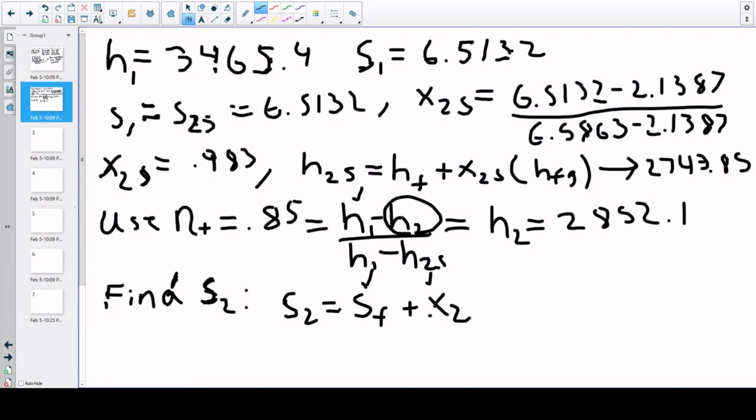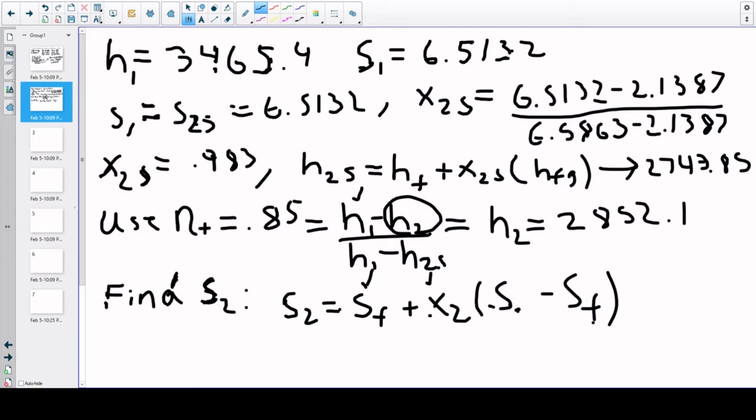You would have to find the quality. But the thing is, for our problem, we'll find that this does not have a quality anymore because it is superheated. This was just for your information, just in case your question did end up with a quality. You'd use H2 to find a quality, and then you would plug the quality into that equation.